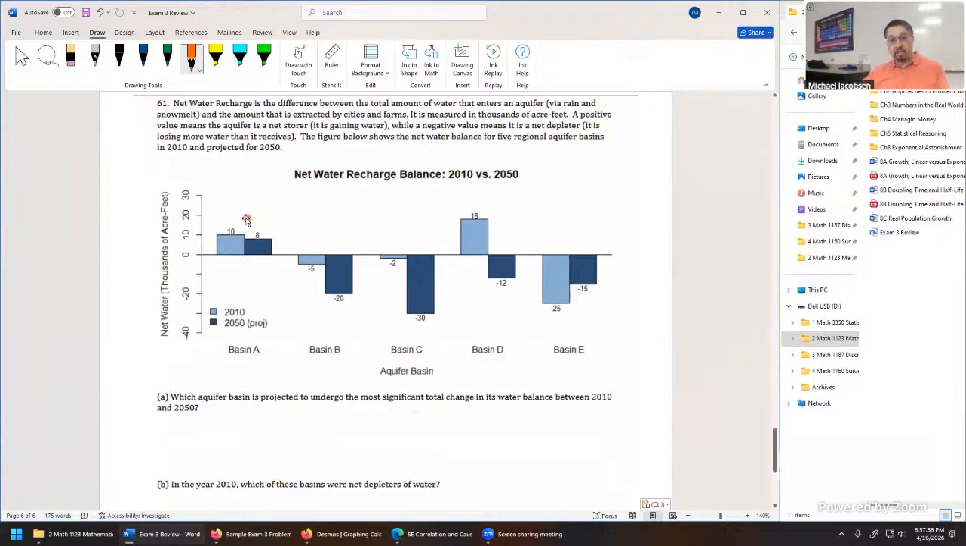I printed numbers on top of these just to show the change, so we didn't have to estimate them with a ruler or anything like that. Basin A changed by 2 units in thousands of acre feet, so that's a lot. But that was the total change here, it just went down 2. This one went down by -15. This is a net depleter of its aquifer in Basin B. This one went down by -28. And this one changed a lot as well.